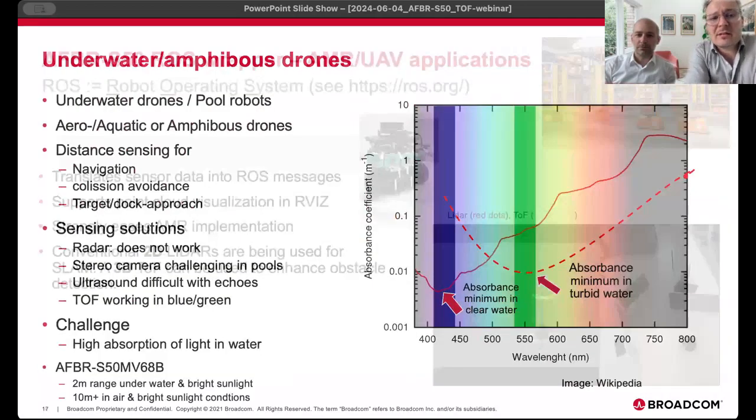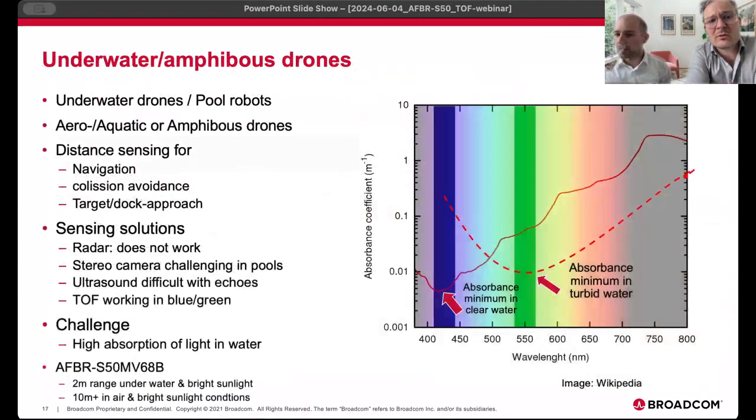Another quite interesting field when it comes to autonomous vehicles is underwater or amphibious drones. We also see an increased demand here, because with global warming people need to clean their pools. Therefore, we really see an increased demand for this kind of vehicle.